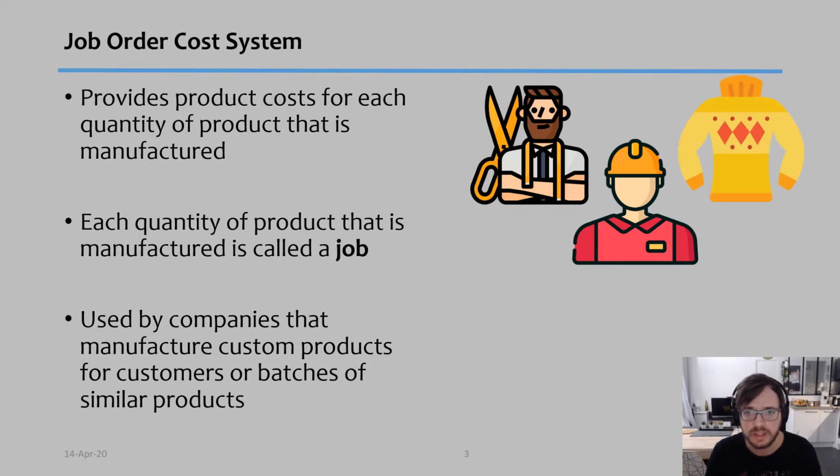But also, for example, maybe if you produce customizable sweaters, or if you decide to do knitting, each one of the products would be unique. So the job order costing system is used indeed when you have products that are similar in their batch but not necessarily always the same.